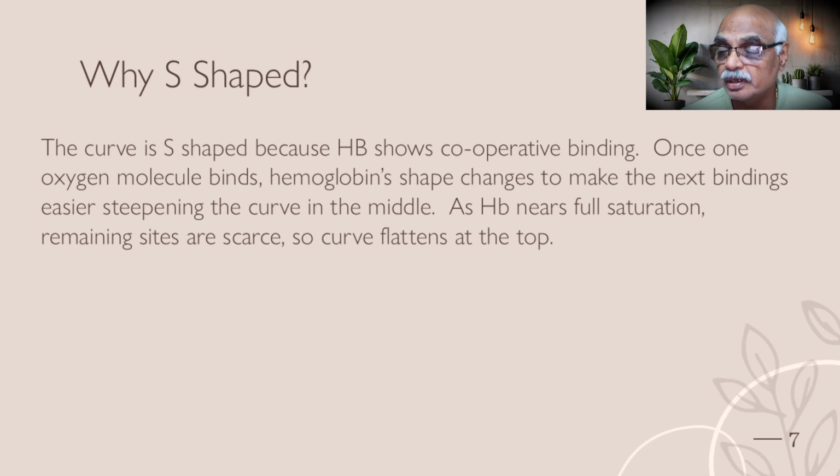As the hemoglobin reaches full saturation, when the four slots are filled, there are no sites left to be filled by oxygen. The curve flattens at the top. That is the horizontal portion of the curve, wherein there is no place in the hemoglobin for oxygen to attach itself. So the curve is flat in that area.